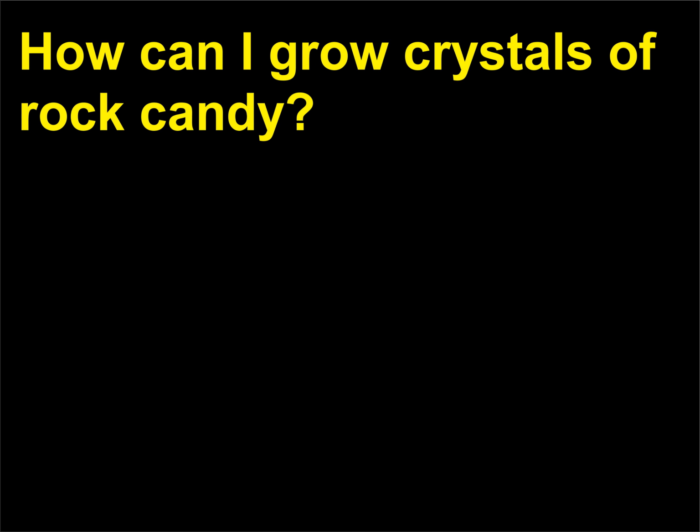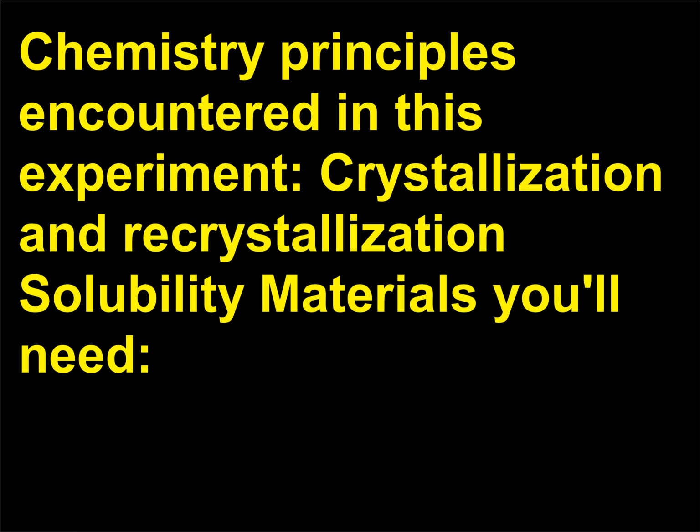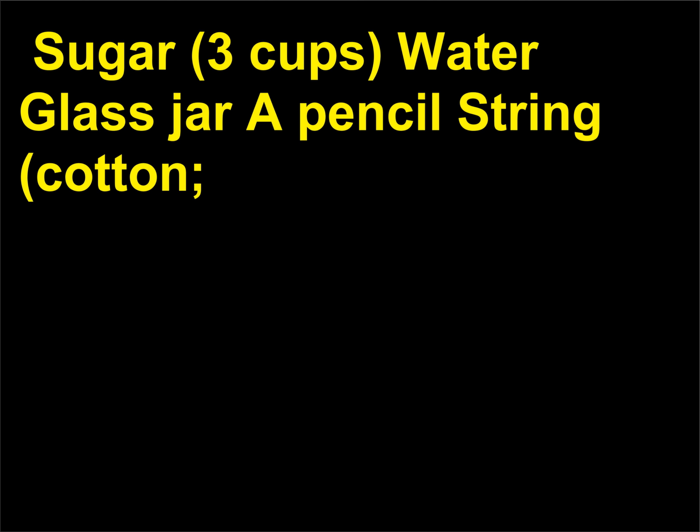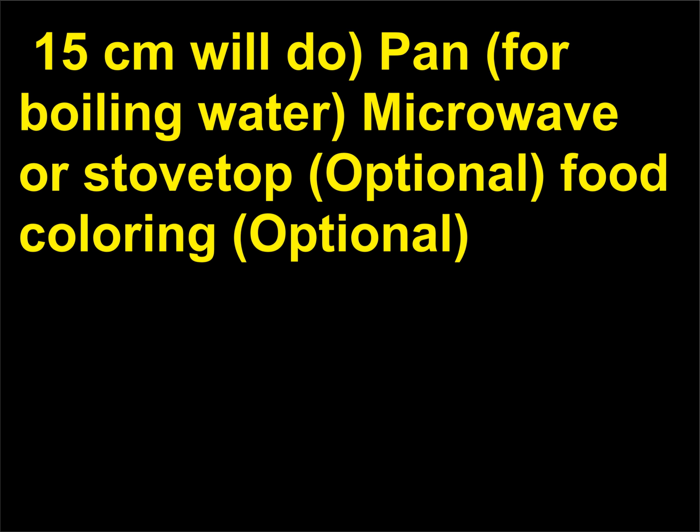How can I grow crystals of rock candy? Chemistry principles encountered in this experiment: crystallization and recrystallization, solubility. Materials you'll need: sugar, 3 cups; water; glass jar; a pencil; string, cotton, 15 centimeters will do; pan for boiling water; microwave or stovetop; food coloring, optional.